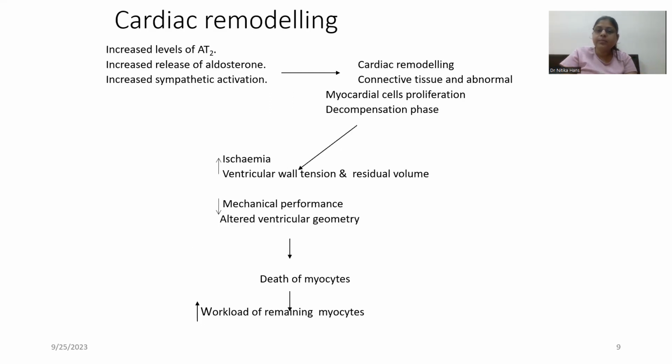Now, this is cardiac remodeling. What is cardiac remodeling? When there are increased levels of angiotensin 2 in the body, increased release of aldosterone, and increased sympathetic activation, that will lead to cardiac remodeling. That is the connective tissue and abnormal myocardial cell proliferation, and that will lead to the decompensation phase. Increased ischemia, ventricular wall tension will increase, and residual volume will increase.